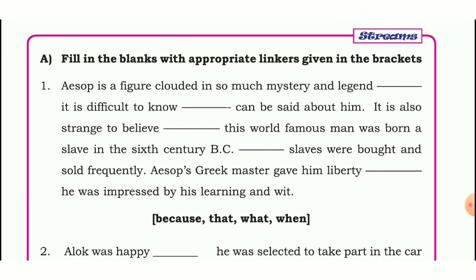Let's read that. Aesop, he is an ancient Greek author. Okay, that is a proper noun. Aesop is an ancient Greek author. Aesop is a figure clouded in so much mystery and legend. It is difficult to know can be said about him. It is also strange to believe this world famous man was born a slave in the 6th century BC. Slaves were bought and sold frequently. Aesop's Greek master gave him liberty. He was impressed by his learning and wit.